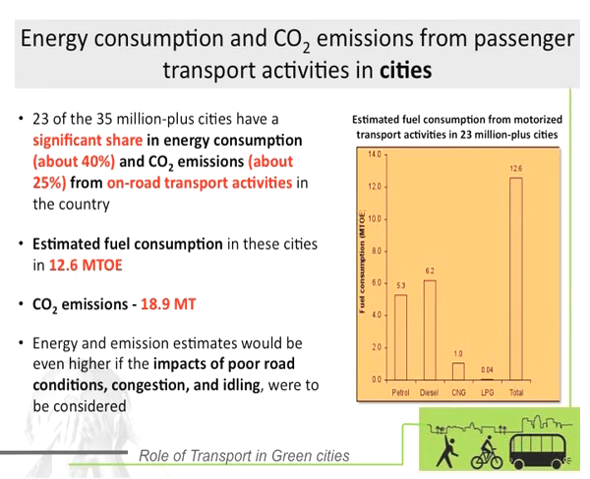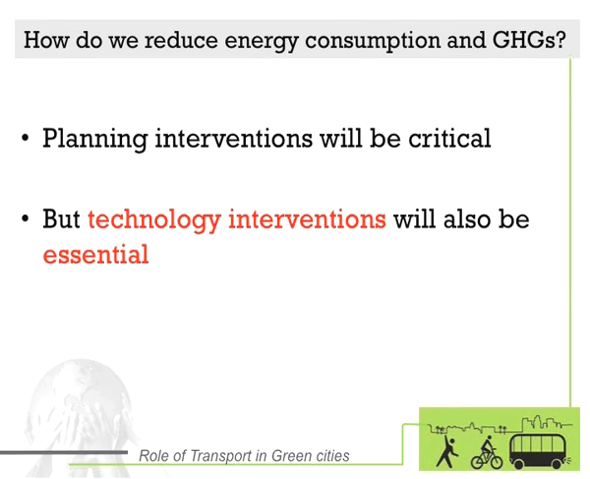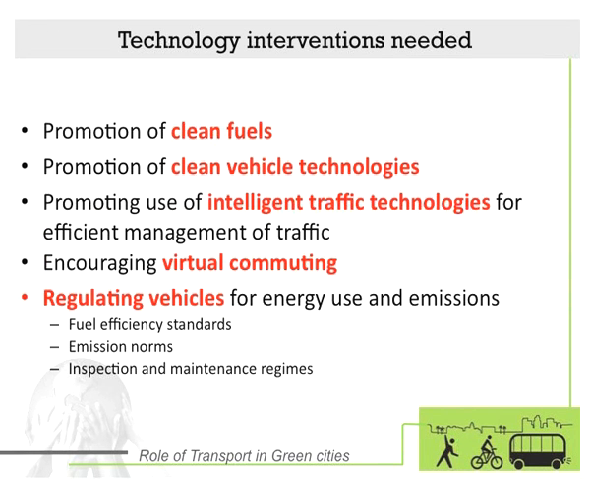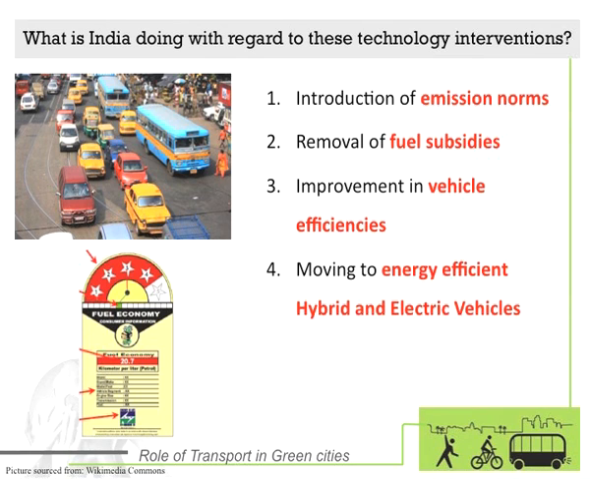So how do we reduce energy consumption and GHGs from transport? As we discussed, planning interventions that we just talked about, integrated land use, promotion of public transport, non-motorized transport, all would be very critical, but technology interventions will also be essential. These are in terms of cleaner fuels, cleaner vehicle technologies, intelligent traffic technologies, virtual commuting, and also regulating vehicles through standards, emission norms, and inspection and maintenance routines. And just to very quickly provide you an overview of what India is doing with regard to these technology interventions.